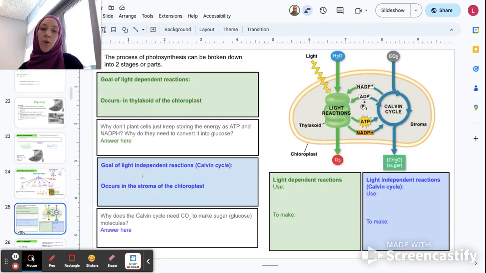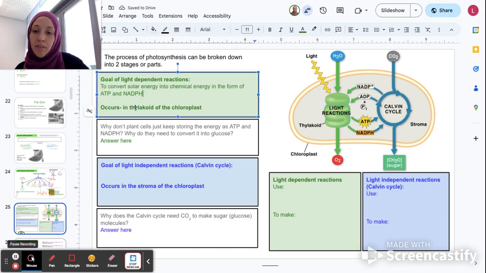So what is our goal of the light-dependent reactions? Well, we can see we're taking solar or light energy and we are converting it into chemical energy in the form of ATP and NADPH. This is really our goal. I've written it here. Okay.